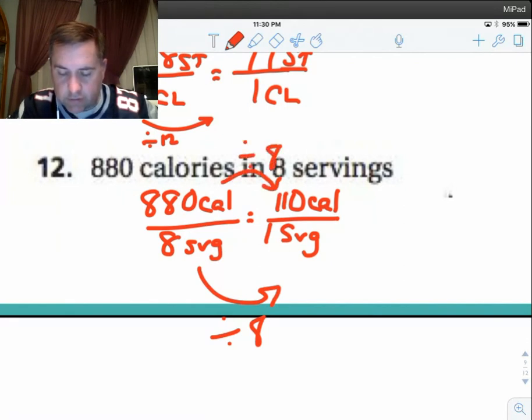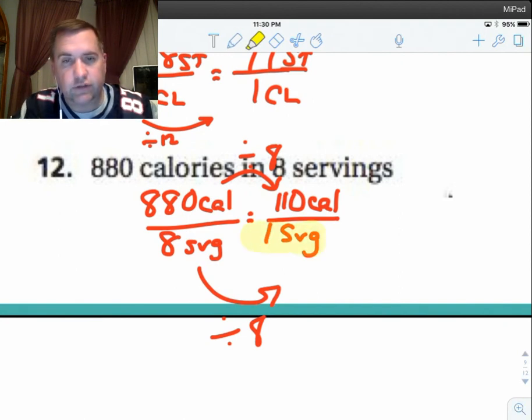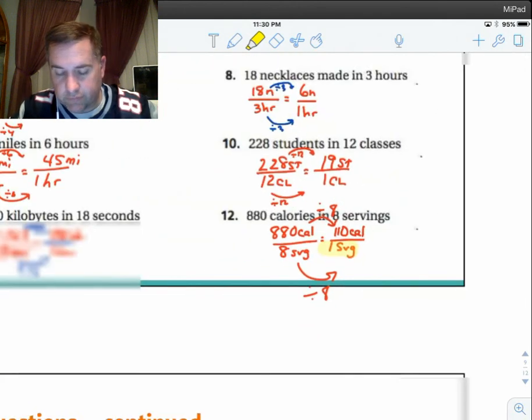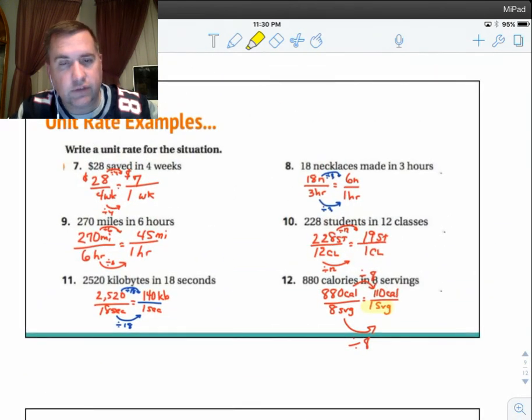So that's a way to use unit rates, or to determine unit rates, is that you would divide them both by the measurement that you're looking to get to a single quantity. So if you're starting with 8 servings, I'm going to divide them both by 8 so I can get down to 1 serving. So that is using unit rates.